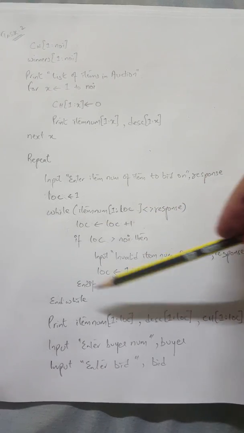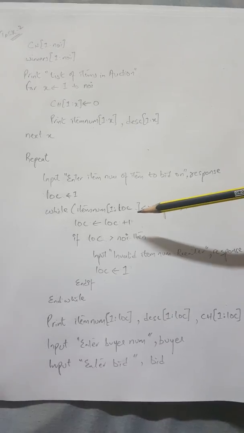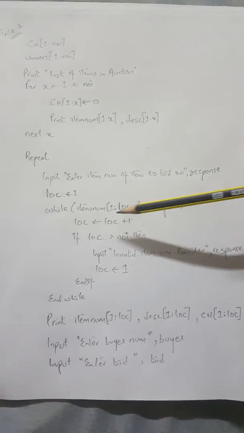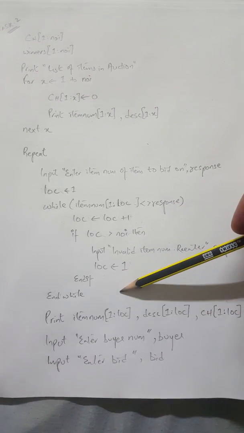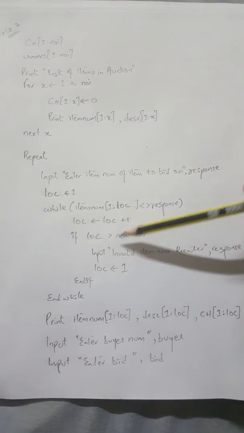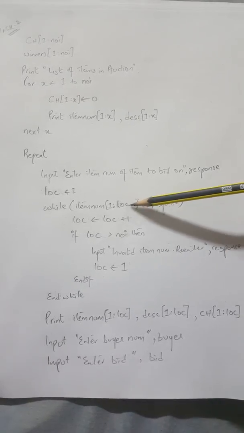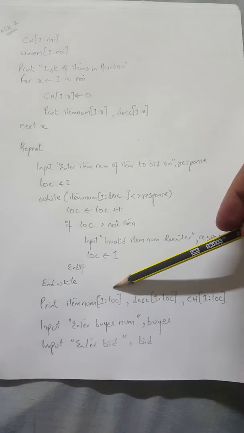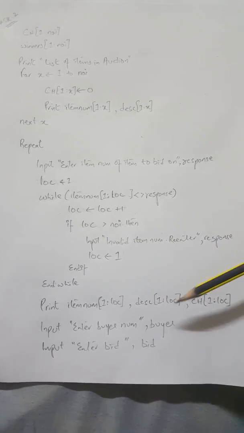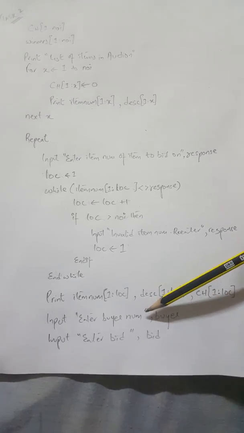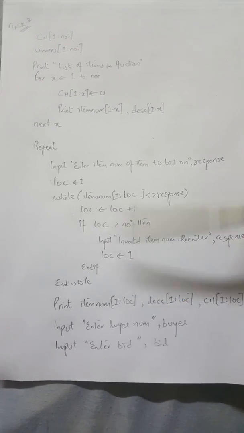And this loop is going to repeat itself until it finds a specific item जो कि मैच कर रहा है रिस्पॉन्स के साथ. तो जब वो मैच करेगा मेरी ये कंडीशन फॉल्स हो जाएगी और मैं लूप से बाहर आ जाऊँगा. जब मैं लूप से बाहर आऊँगा तो LOC would be the location at which that item number is. तो इस LOC को इस्तेमाल करके I would display the item number, description and the current highest which is required in Task 2. Then I'm going to get the buyer number from the user and the bid for that particular item, right?